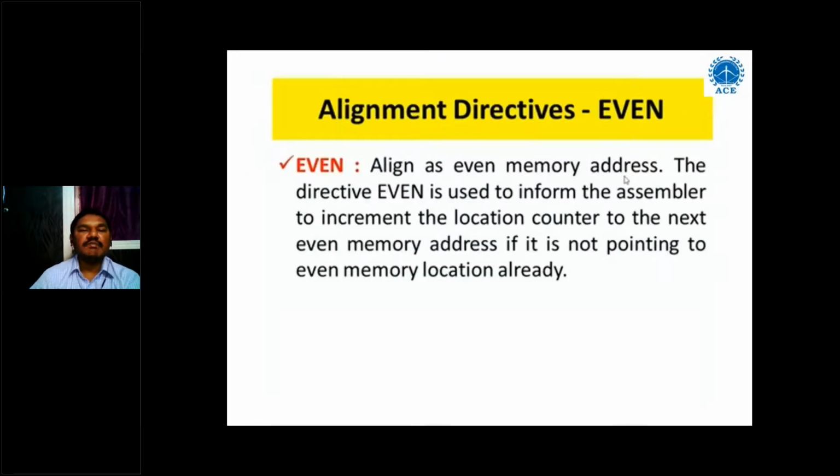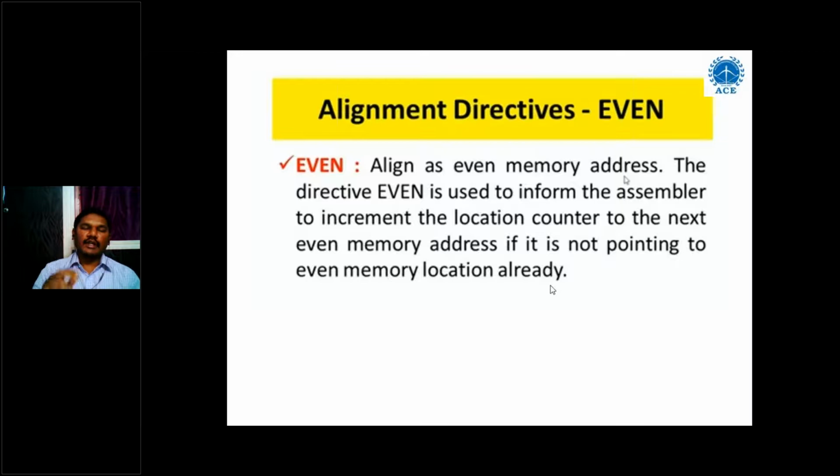And one more statement is alignment directives. So ALIGN as an even memory address. There are two types of memory addresses: even memory and odd memory. Here it is used to indicate the even memory. The EVEN directive informs the assembler to increment the allocation counter to the next even memory address if it is not already pointing to one. So the memory is always incremented by 2.